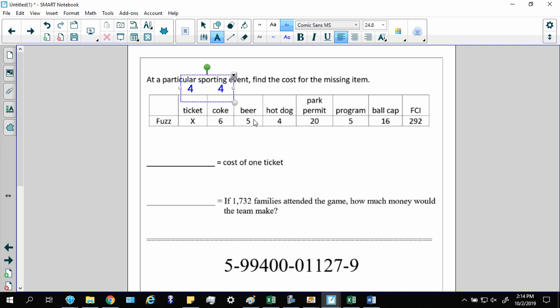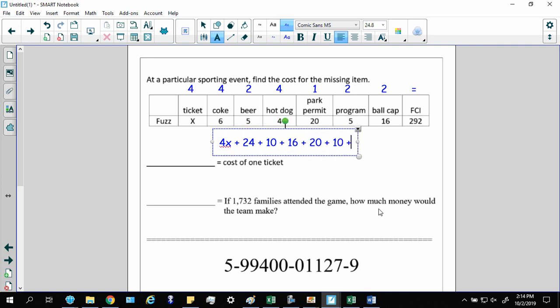4 Cokes need to be purchased. 2 beers need to be purchased. 4 hot dogs. 1 parking permit. 2 programs. And lastly, 2 ball caps, and that is going to equal, let me put the equal sign there. All right, so it'll be 4x plus 24, because I'm already multiplying here, plus 10 plus 16 plus 20 plus 10 plus 32 is equal to 292.